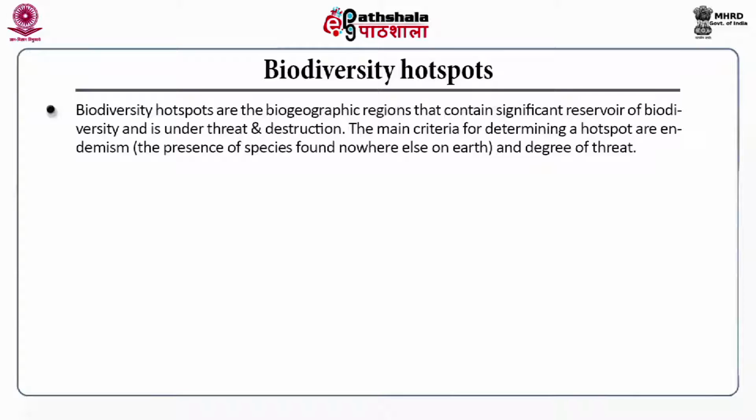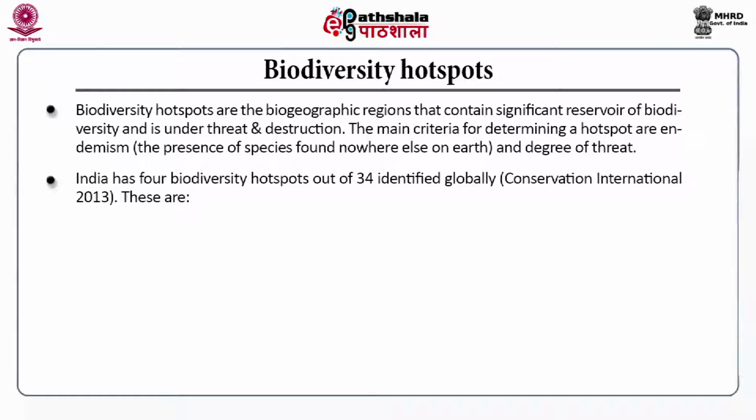Now, what are biodiversity hotspots? I have explained it briefly in the previous module of biodiversity and environment conservation. I will just summarize it in this module. These are the biogeographic regions that contain a significant reservoir of biodiversity and are under threat of destruction. The main criteria for determining a hotspot are endemism, that is, species that are not present anywhere else on the earth should be present in this hotspot area, and the degree of threat. India has 4 biodiversity hotspots out of 34 or 35 identified globally. This data is according to Conservation International 2013.